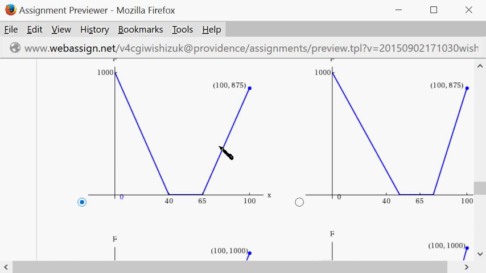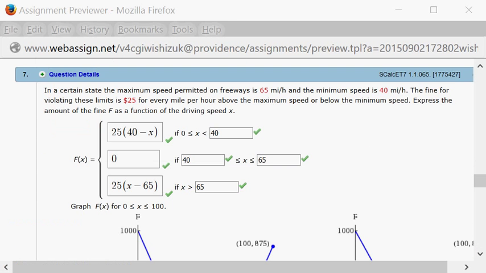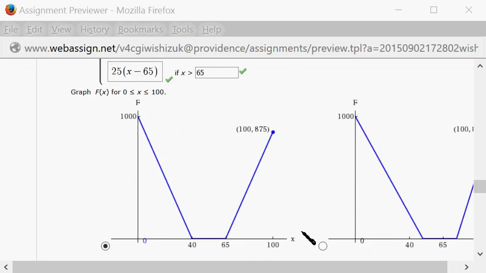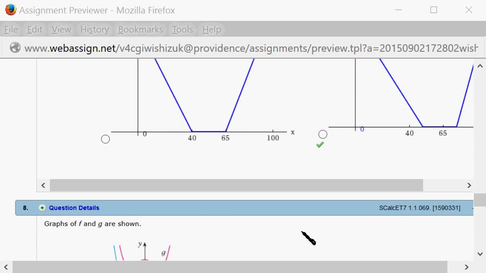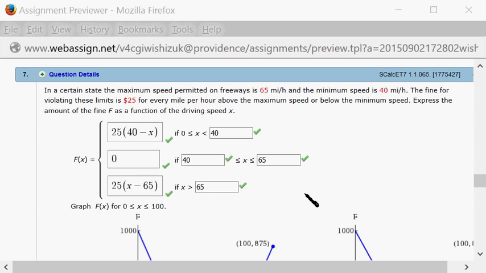We click on that and double check by submitting for testing. It came back, and it looks like we got the graph correctly as well. That's it. I hope that this was clear.